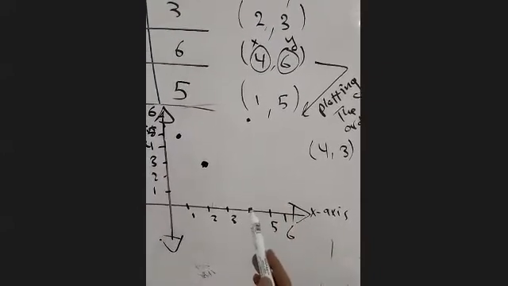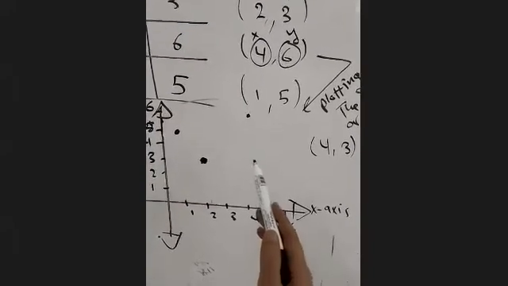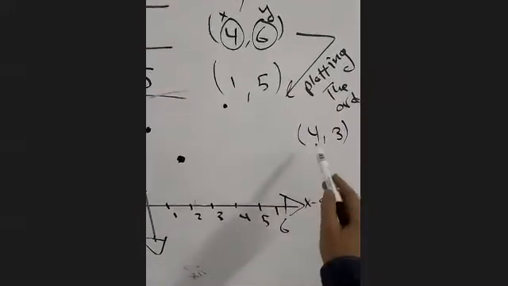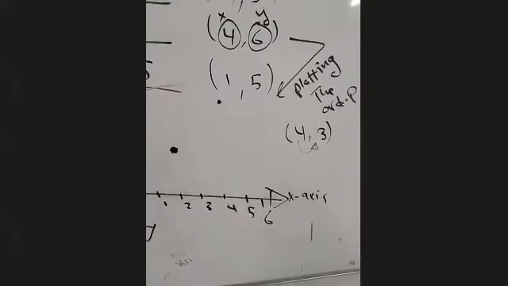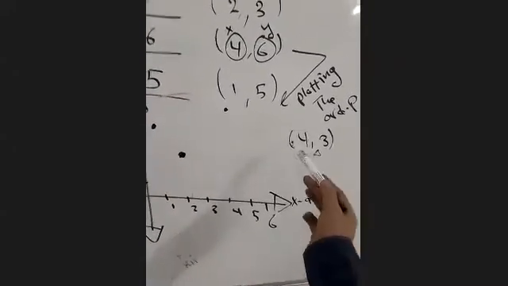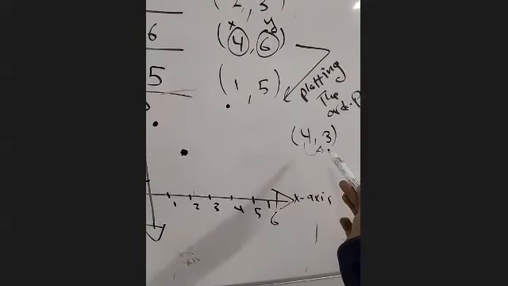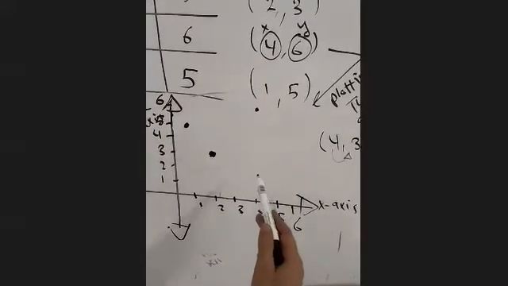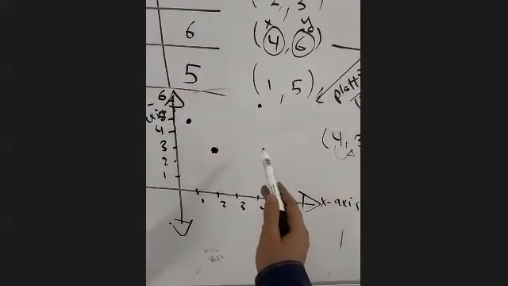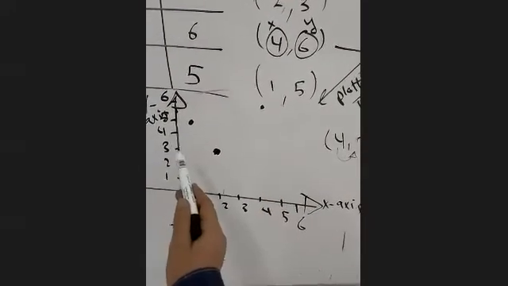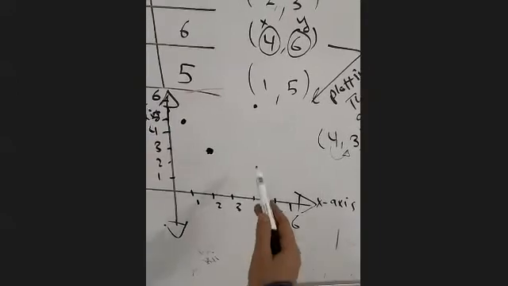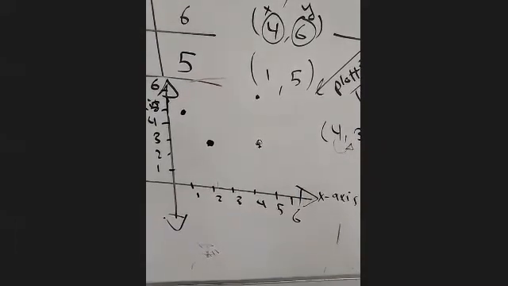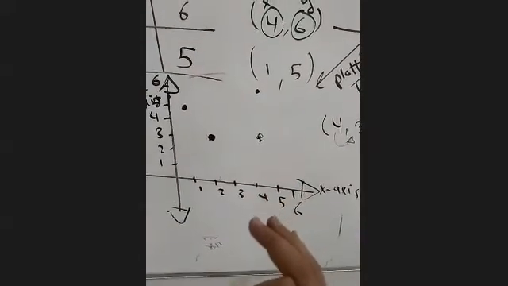This is 4 in X. I will go up. Where will I stop? Look here. 4 is related with what? With 3. So I will start from 4 and go up until I get what in the y-axis? 3. So I will go from 4 until I find the 3 and put the point here. Got it? Yes. Good.